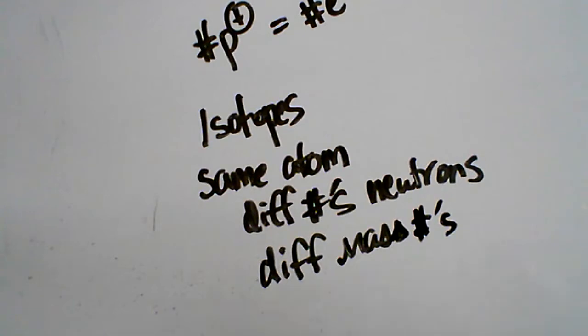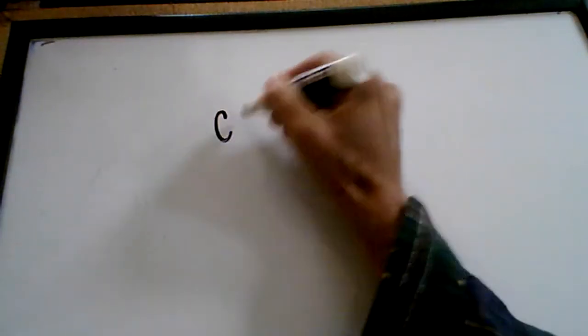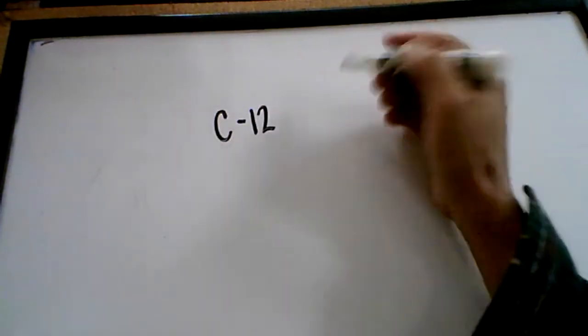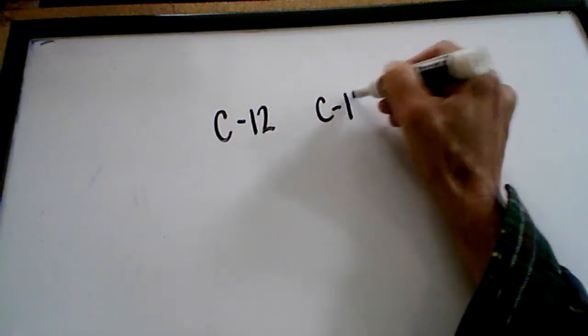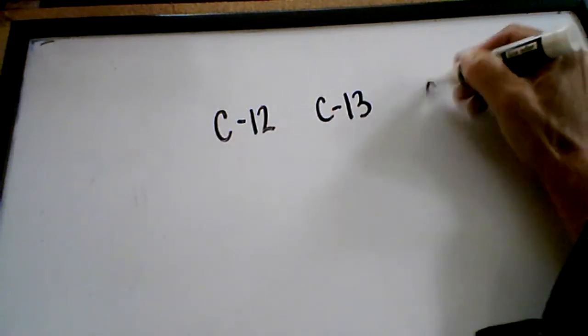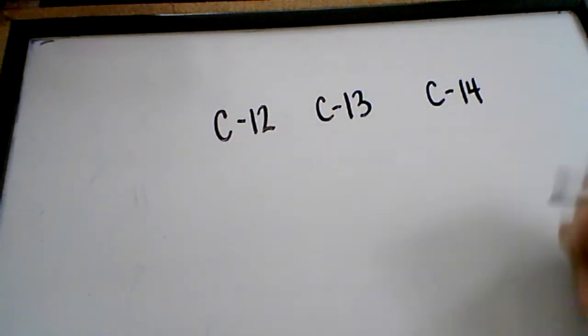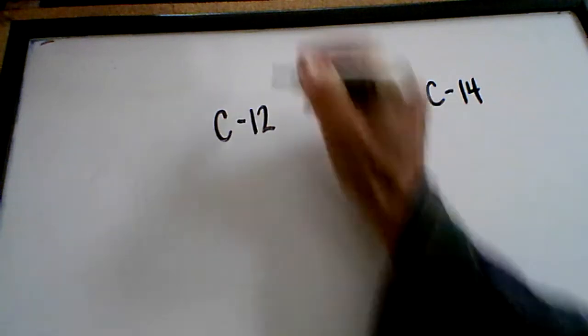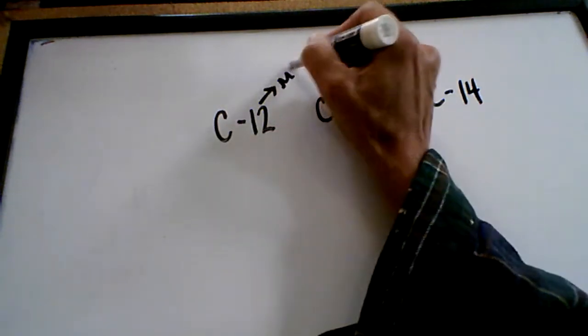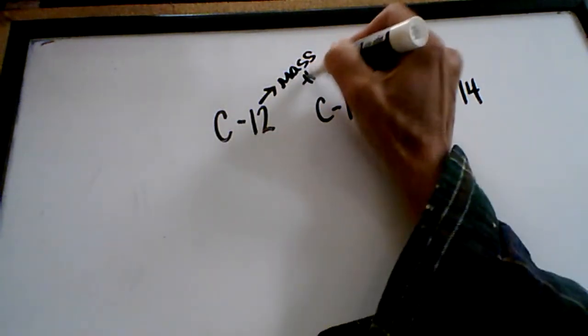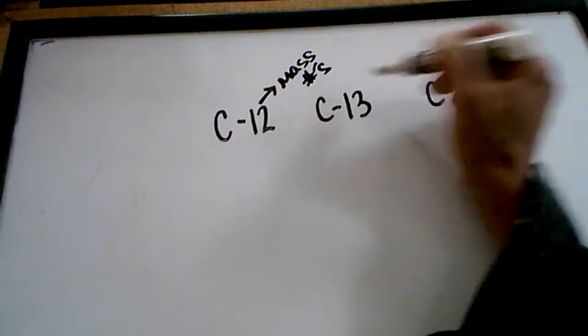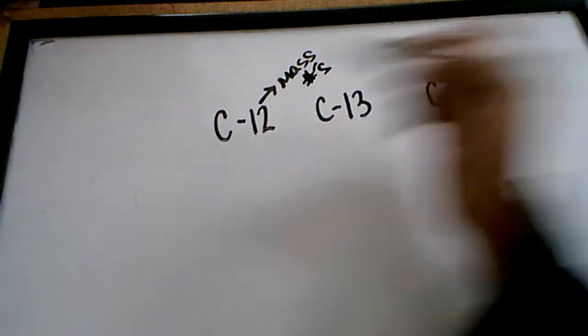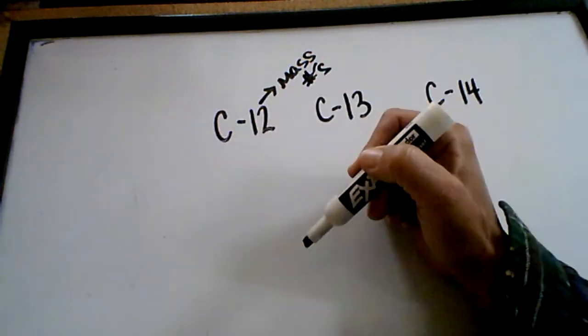Let's look at what some of these isotopes might look like. Some isotopic notation, say. I could have the carbon-12 isotope, the carbon-13 isotope, the carbon-14 isotope. These are my mass numbers. These are not my average atomic mass numbers. Symbol, dash, a number: the number is the mass number.